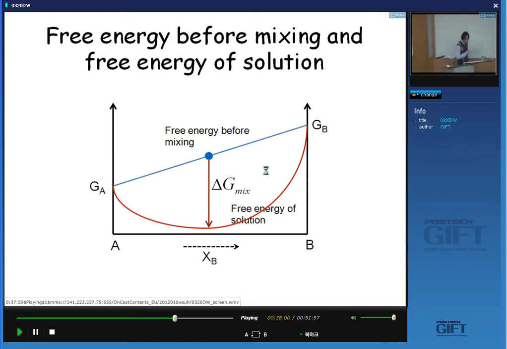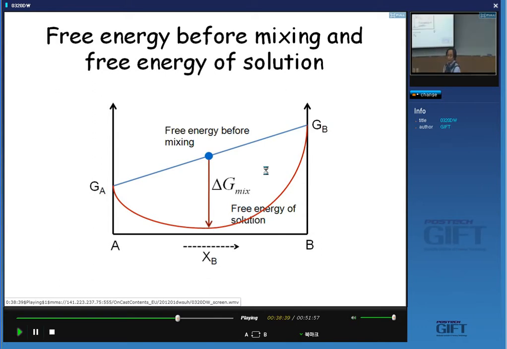This is a graphical presentation of the free energy of mixing. Here, this is a molar free energy diagram, the free energy of one mole of the system. Here, point GA is the molar free energy of A atom in, for example, its own crystal structure. And here, GB is the free energy of B atom.